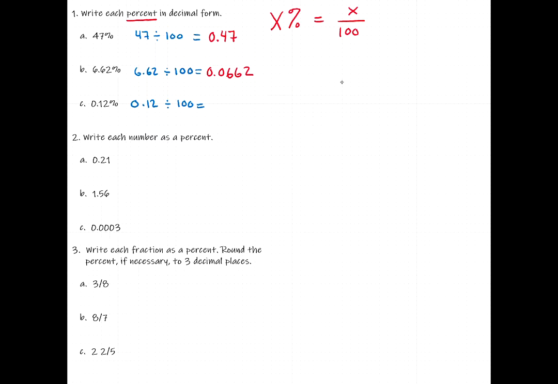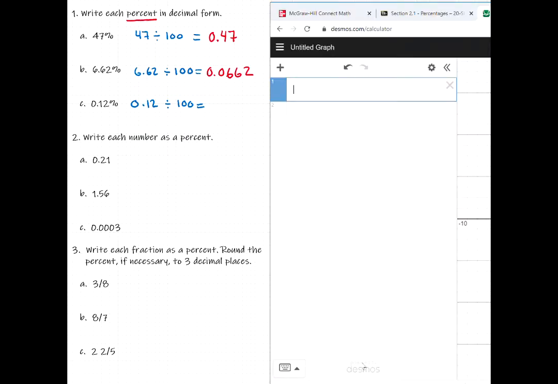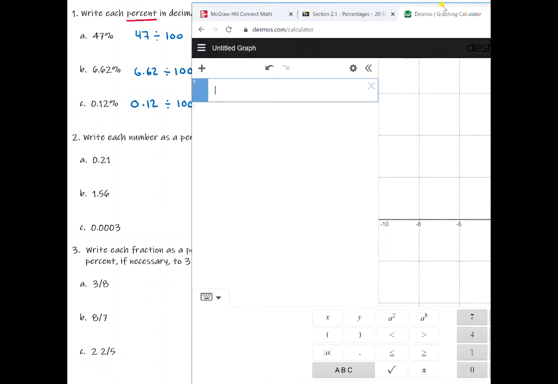And you don't have to do it like this in your head, moving decimal places. You could use a calculator. Now, I'm highly recommending that you do not use a handheld or cell phone calculator for this chapter, for this topic. I'm recommending using the Desmos calculator. I have a link to it on Blackboard. And so when you open up Desmos, it works just like a regular calculator. You have an input here. You could use the keyboard down here.